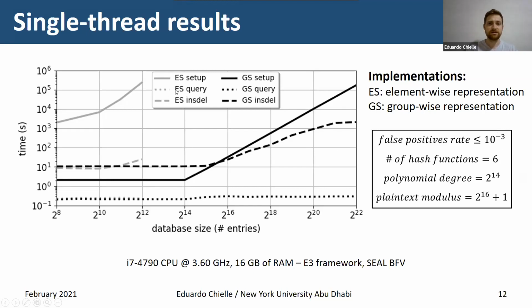We use 6 hash functions, and these are the parameters for the BFV encryption scheme. As you can see, the query time for both implementations is constant, around 0.3 seconds. And the slowest process here is the setup, which has complexity O(n) squared. For the ES, it quickly grows and becomes prohibitive for databases in the thousands, but for the GS, it's still practical for databases of a few millions. And remember, since we can use more threads, we can expand this feasibility a little further.